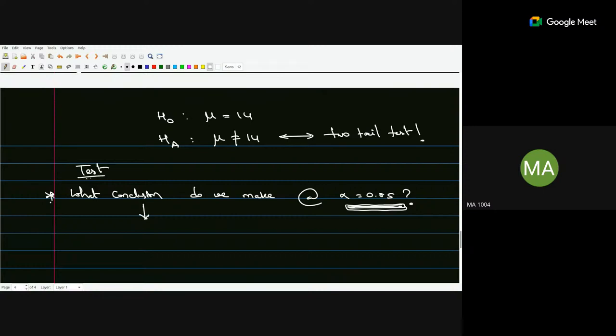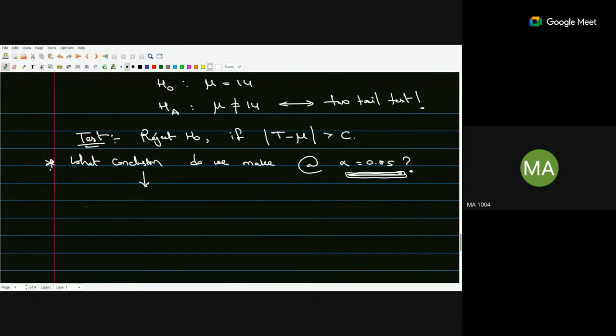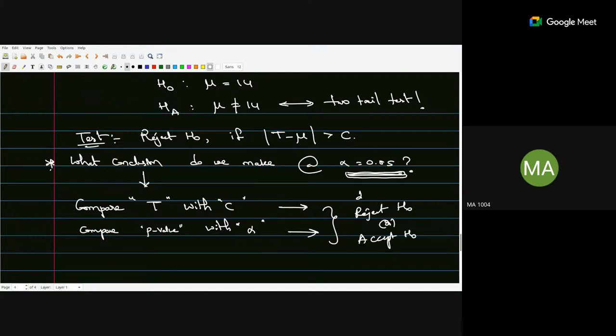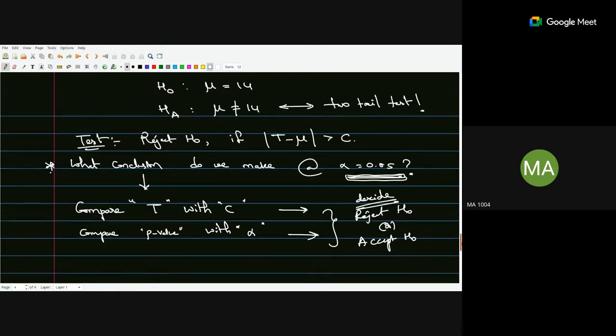We have to define a test here. The test is: you are going to reject the null if |t minus mu| is greater than some c. So in order to accept or reject, you can compare t with c, the test statistic with the critical value, and draw the conclusion. Or you can compare the p-value with alpha. And you can then decide either to reject H naught or accept. Okay, so both things you can do.